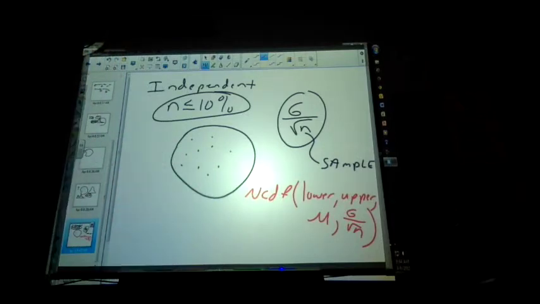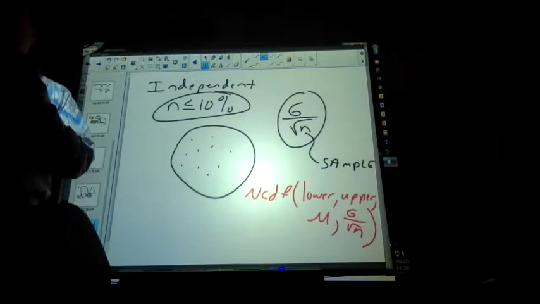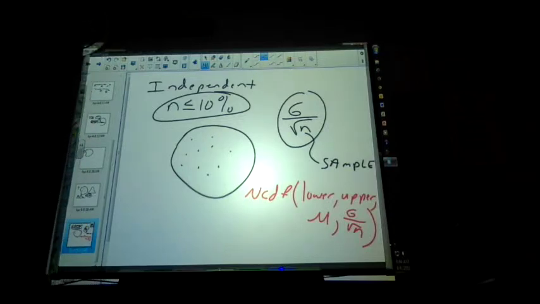Let's hit a couple examples, see how we do, and I'll set you guys free. All right. IQ scores are normally distributed with a mean of 100. Okay? Example 1. And a standard deviation of 15. We are going to sample 5 high school students randomly. Okay?